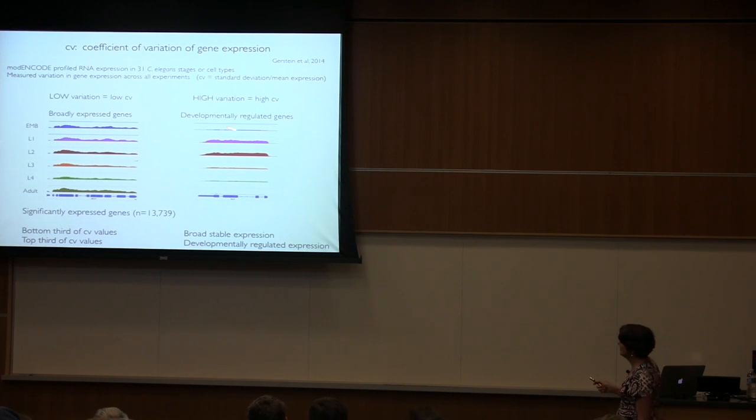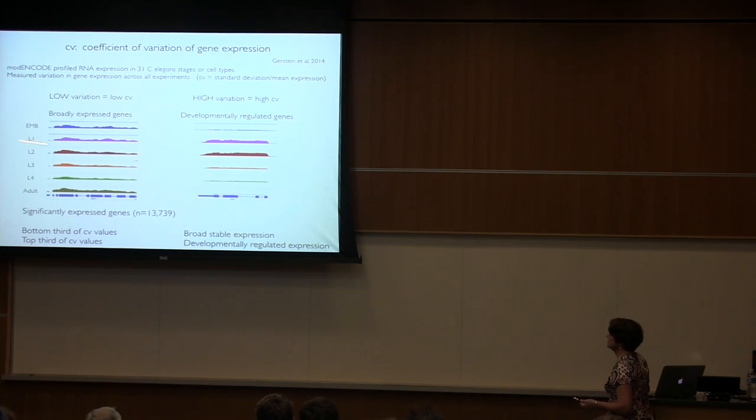So this is a good example. Very low expression in embryos, and in L1 and L2 larvae it's high, and then it goes down again. So we took genes which we could first say were significantly expressed in at least one stage, so we're only looking at genes that we know we can detect expression, and we took the bottom third of CV values and annotated them as broadly or stably expressed. And then the top third of CV values, genes like this, we could call developmentally regulated genes.